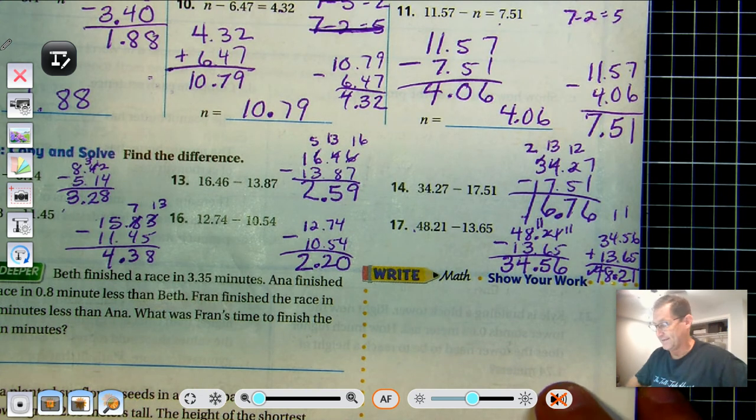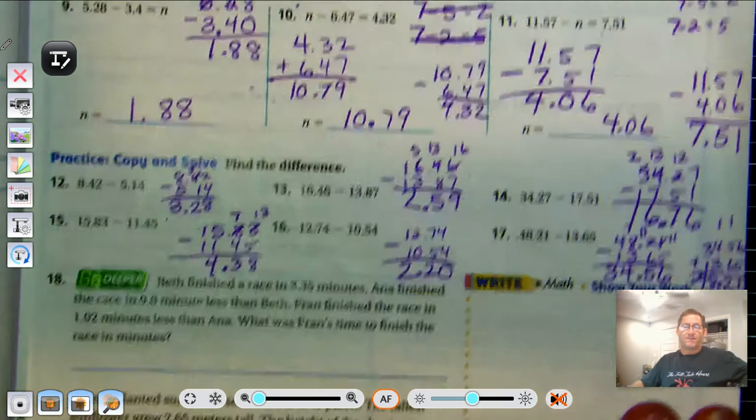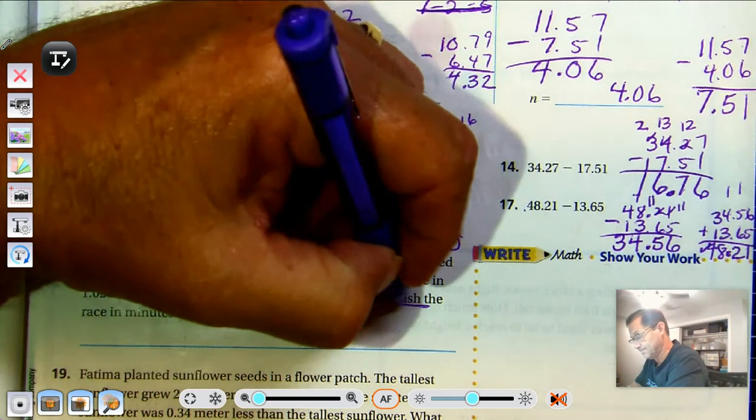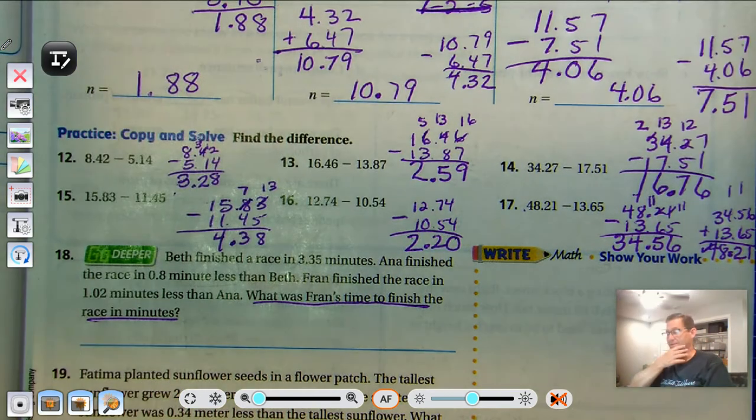Beth finished a race in 3 and 35 hundredths minutes. Anna finished the race in 8 tenths minute less than Beth. Fran finished the race in 1 and 2 hundredths minutes less than Anna. What was Fran's time to finish the race in minutes? All right, so that's what we have to find. We have to find out Fran's time.